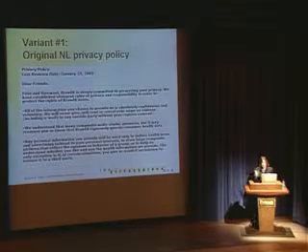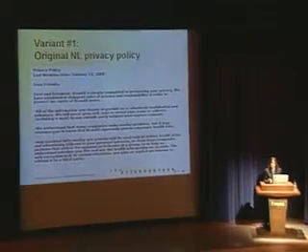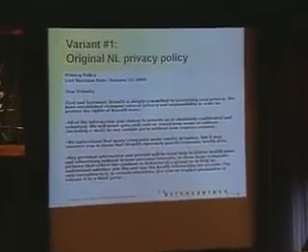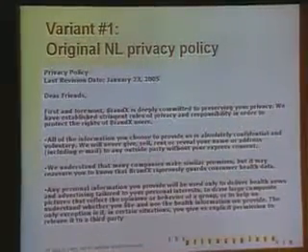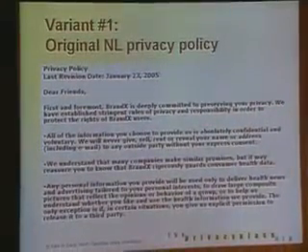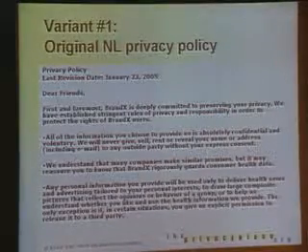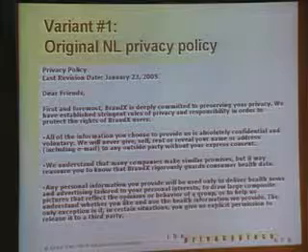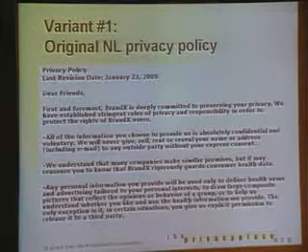The first variant, here's an example of an actual website, a healthcare website, that we used in our experiment. And this one's written very nicely. It starts off, "Dear friends, first and foremost, our company is deeply committed to preserving your privacy." Then it goes on and discusses some of the things that they do to try to protect your privacy. So this is something that you would commonly see on a website.